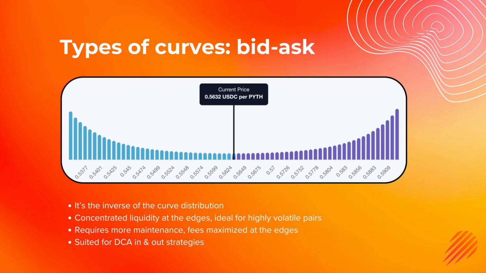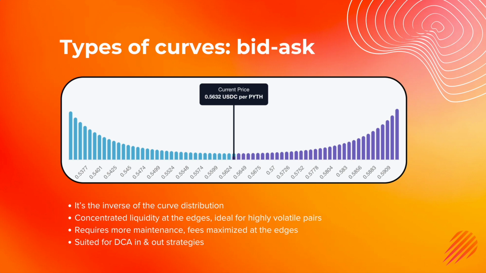Finally, we will go over the last and perhaps more complex type of distribution available, the bid and ask. This might remind you of the order books of an exchange, and you wouldn't be mistaken, as it follows nearly the same pattern. It's actually the inverse of the curve distribution, with the liquidity concentrated at the edges. This means you will earn more fees than average when the pair trades on the tail of your price range, and less fees when it trades in the middle of it.